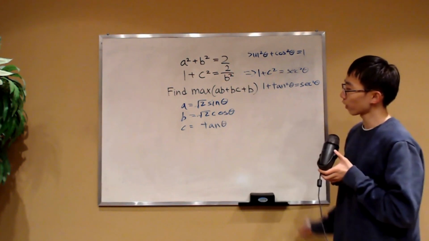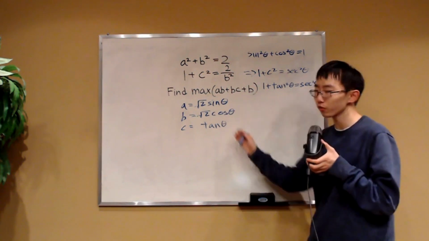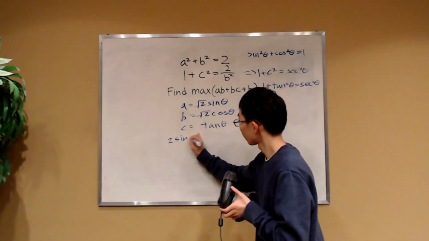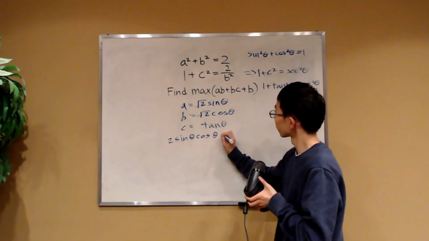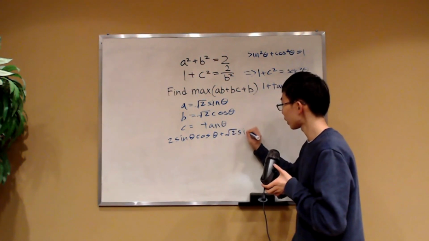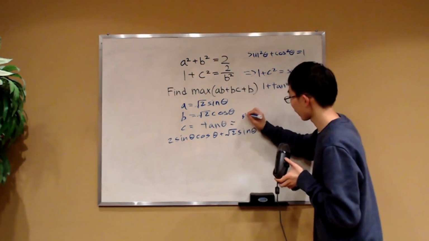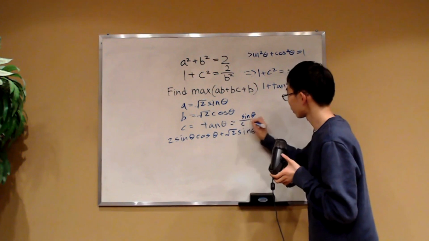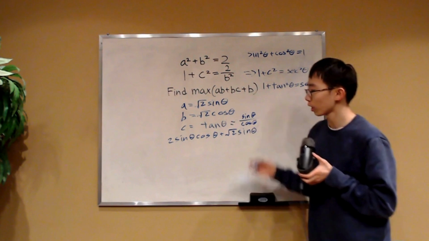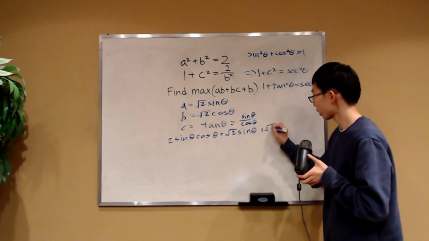So how do we find the maximum value? Well, let's plug in a, b, and c with their trigonometric equivalents. AB would be equal to 2 sine theta cosine theta. BC would be equal to root 2 sine theta. The reason for this is because tangent of theta is equal to sine theta over cosine theta. And so b times c, the cosines cancel out, and you just have root 2 times sine theta. Now, b is just root 2 cosine theta.